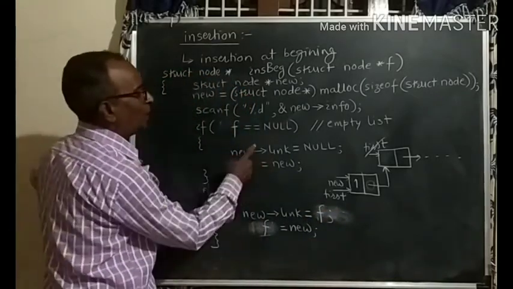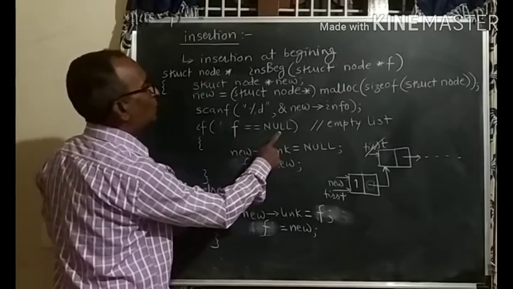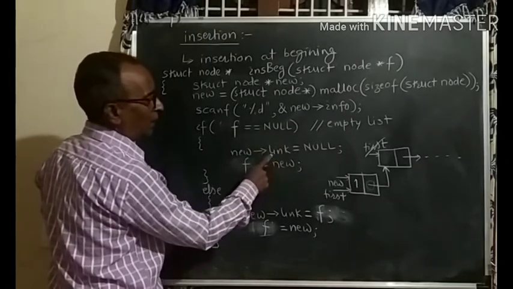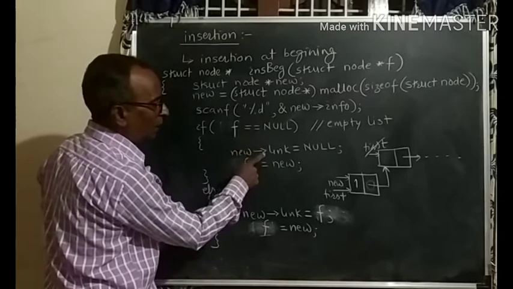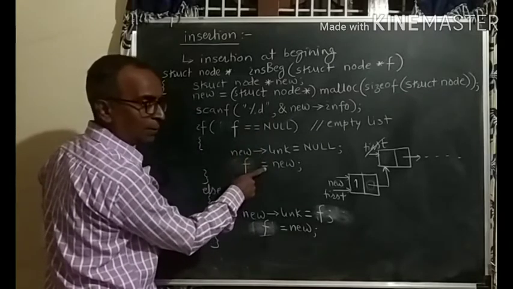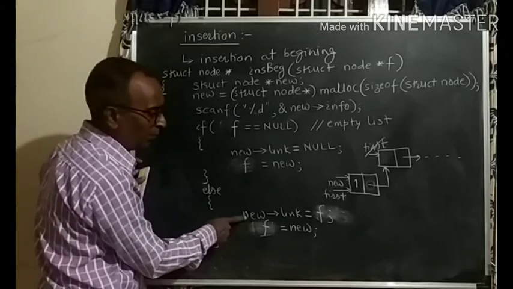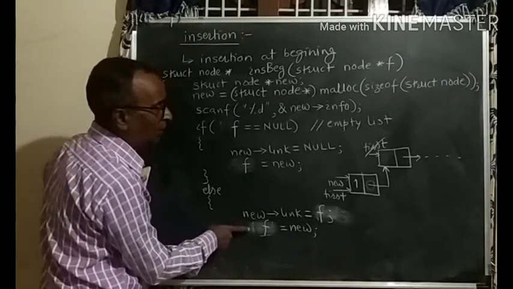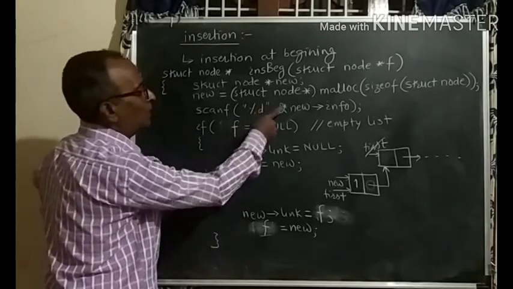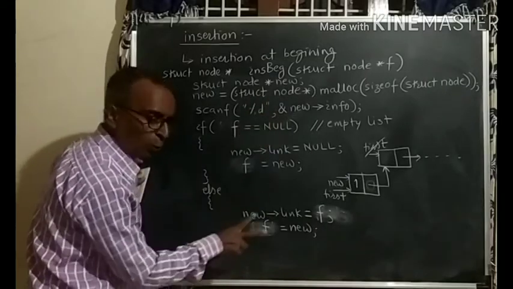Now if f is not equal to null, meaning it is not an empty list, you are adjusting the pointers. You are reading the value. You have adjusted 2 pointers.